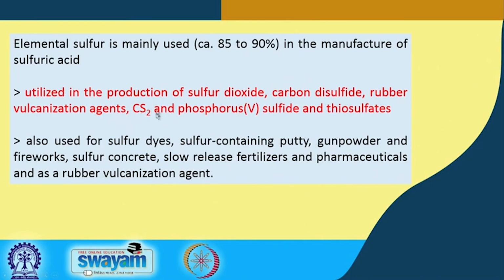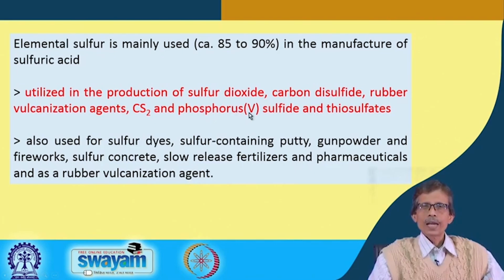Then, as we have seen, phosphorus pentasulfide production as well as thiosulfate production. So, this also we have seen earlier, how P4S10 can be produced from elemental phosphorus as well as elemental sulfur. So, earlier we have discussed all about how we produce phosphorus from the mineral source or the ore source. So, elemental phosphorus was in our hand.